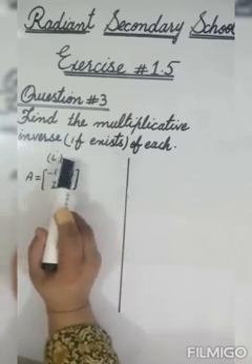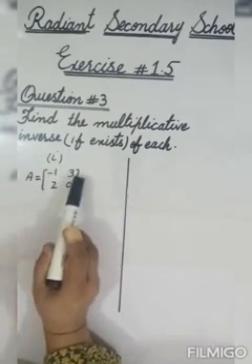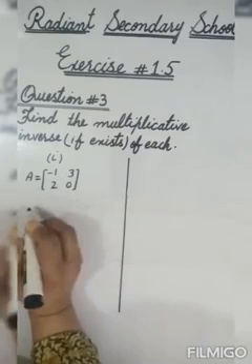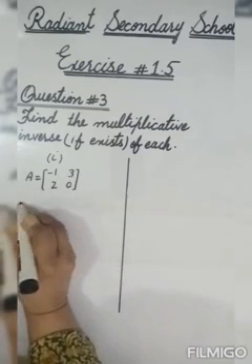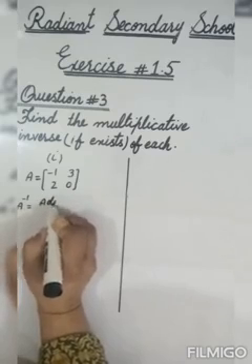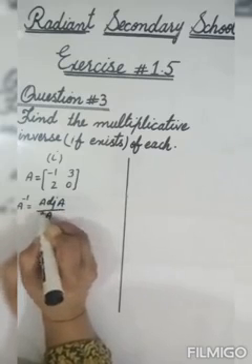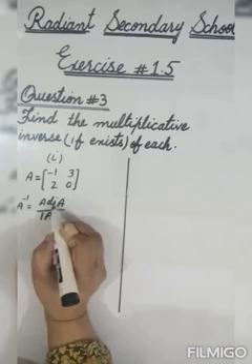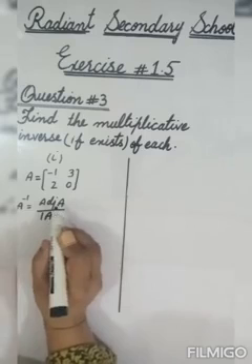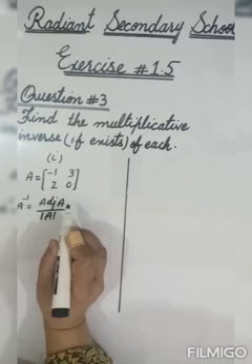Now move on to part number 1, where A is equal to minus 1, 2, 3, 0. The formula of multiplicative inverse is represented by A inverse is equal to adjoint of A divided by determinant of A. You know very well how we can find out the adjoint and how we can find out the determinant. Students, first of all we have to check whether we can find out the multiplicative inverse of the given matrix A or not.